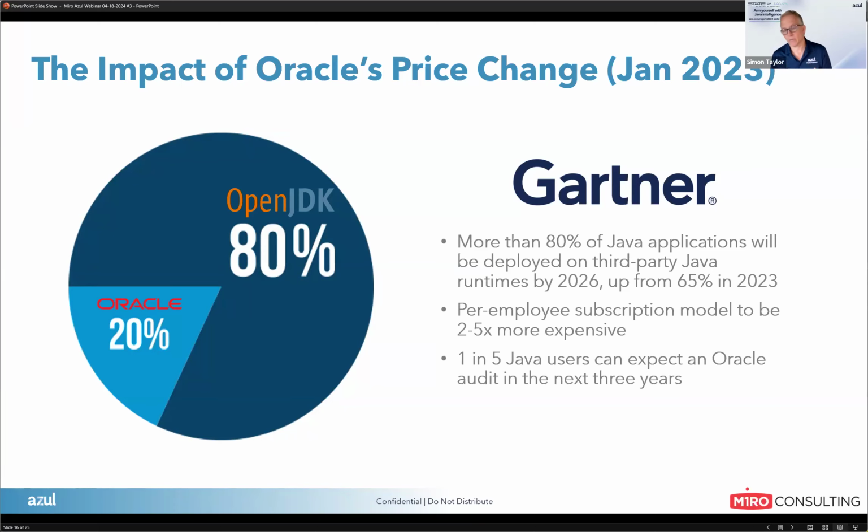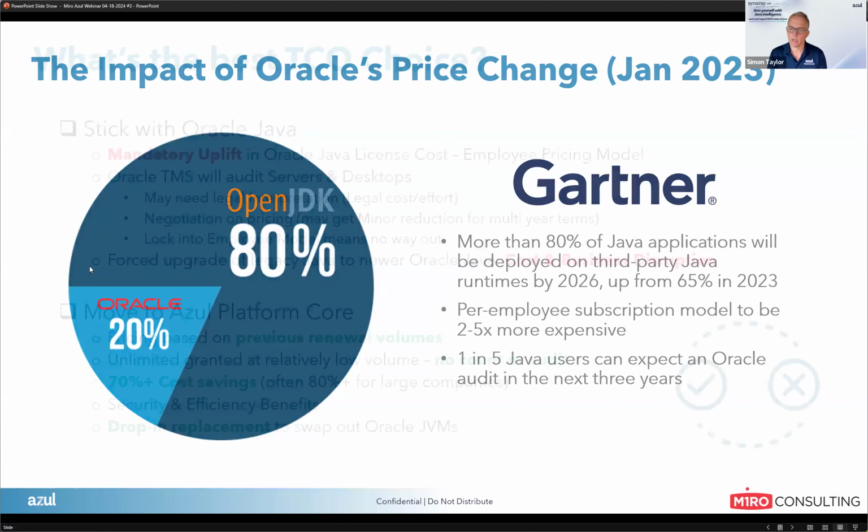And Azul operates something we call freedom from Java. Freedom from Gartner. Freedom from Oracle. And that's very much a staged way for you to move off of Oracle, even if you've had to commit, and move to an alternative. So when the next renewal comes around, you're not hit. So we can work through that with you.